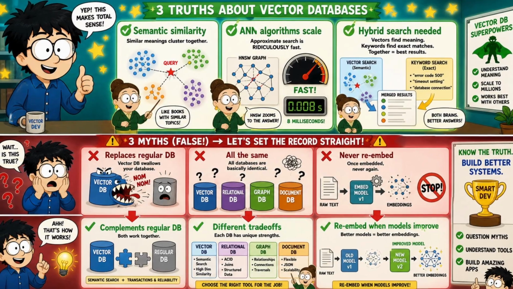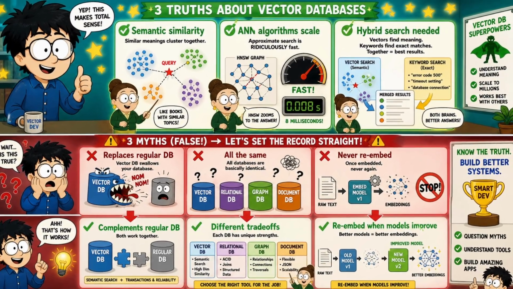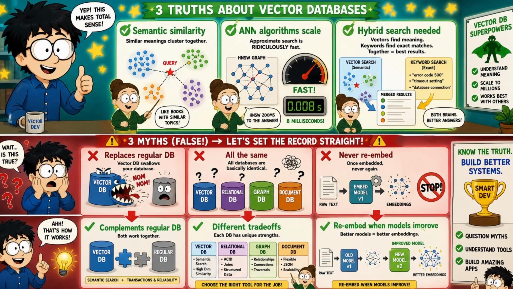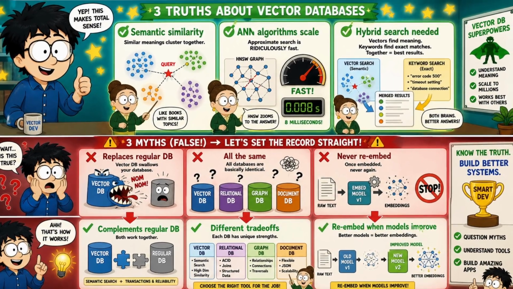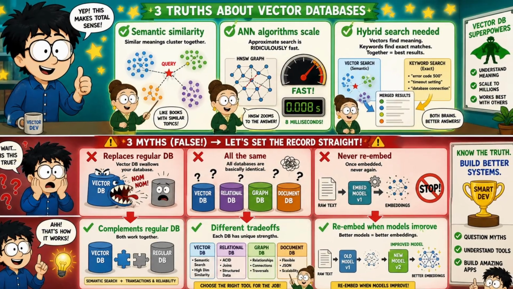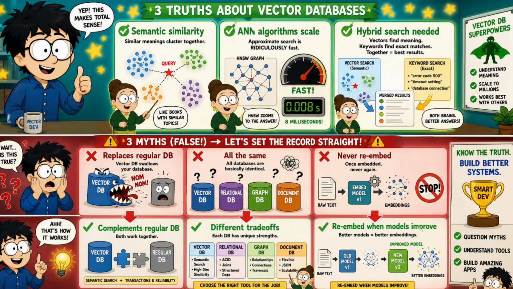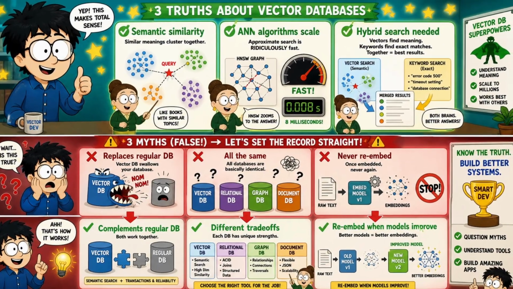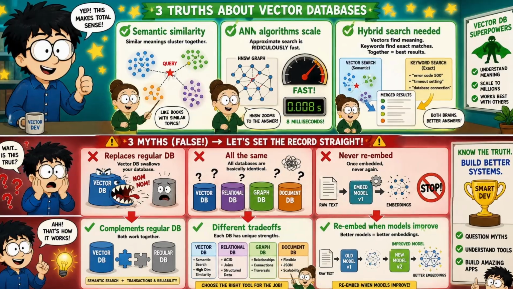Think of a vector database like this. If your problem is about meaning and similarity, vector search helps. If your problem is about exact matches, you also need keyword search or hybrid search. Vector databases are not magic, they are just a tool for semantic search. But they are now a key part of modern AI systems. If you are building anything with AI today, understanding them is no longer optional.